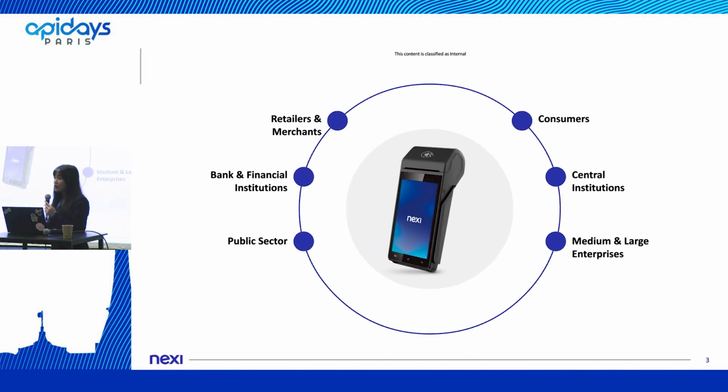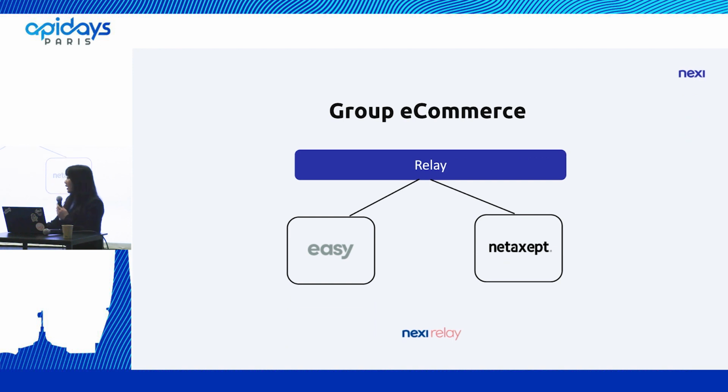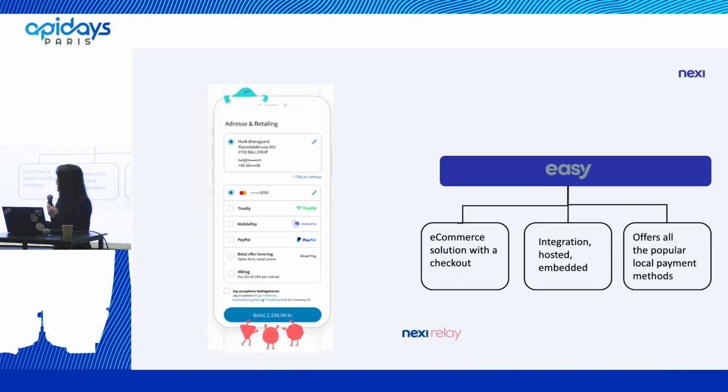Just to very briefly go over Nets and Nexi and the different sectors we're within, which will tie back into my topic for today. We're doing business in different sectors such as banks and financial institutions, public sector, and retailers and merchants. And I'm in charge of maintaining the technical documentation for the product named Easy within e-commerce. And these are just a few examples of the products that we have.